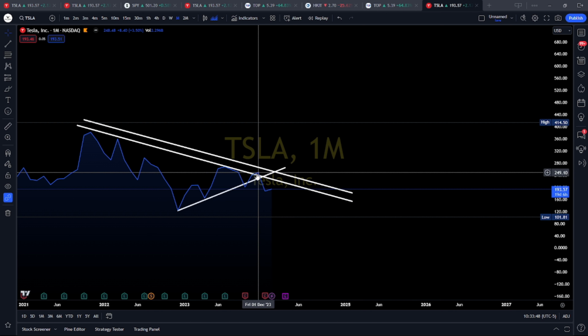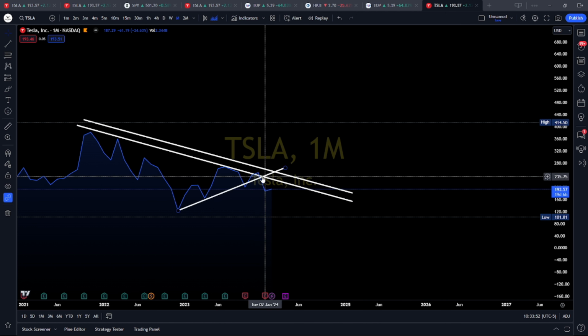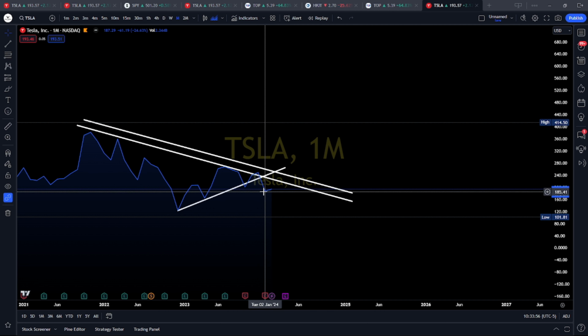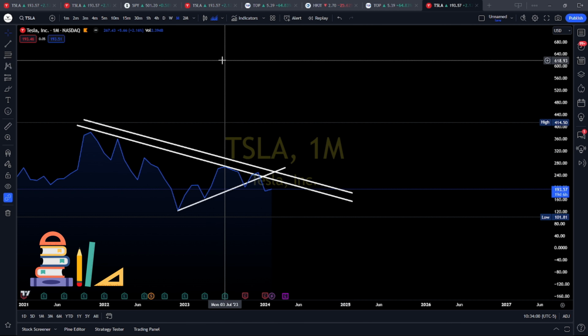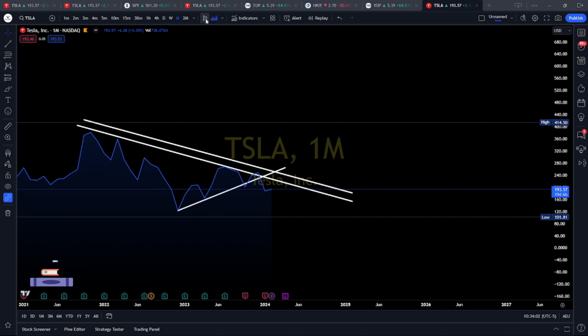Because this right here could be considered a false breakout because yes, it entered the zone, but it has to hold the zone and it didn't right there. So this is an exit point. And sure enough, it's been fading since. And this is a monthly chart. So we'll see what happens with Tesla. But regardless, this is just a really easy way that you can do that.